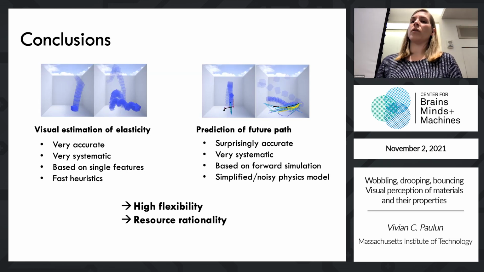And it also shows maybe a resource rational strategy in which if you can get away with fast heuristics, then people maybe choose this cheaper strategy in the case of visual estimation. Whereas if the task requires a more accurate representation and forward simulation, then observers will use this more costly strategy.